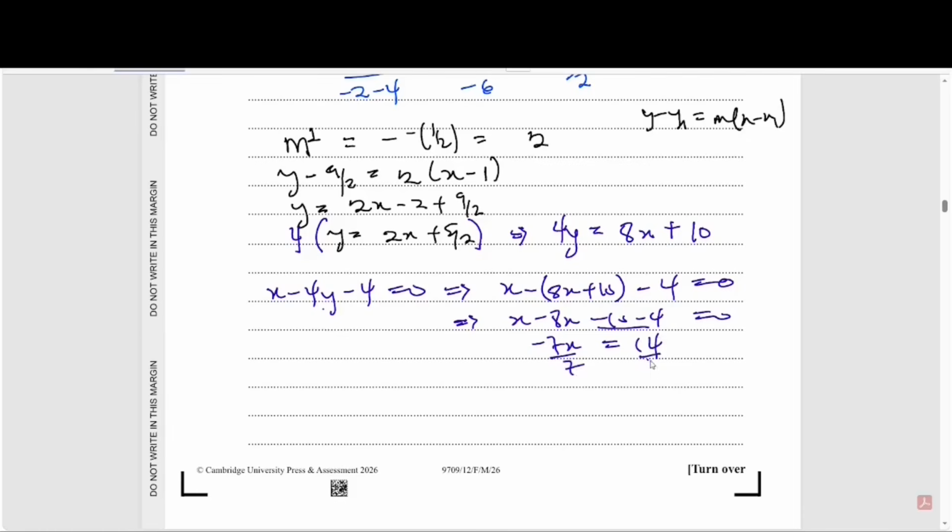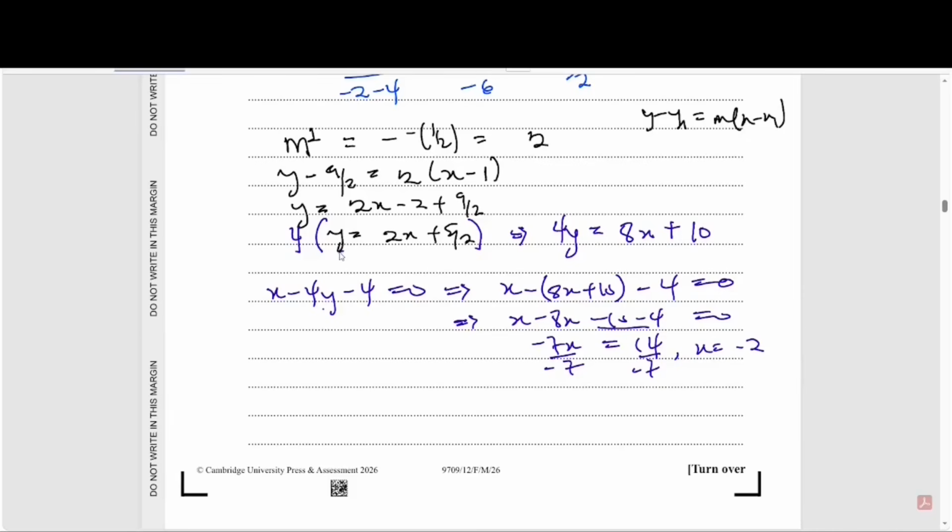Divide both sides by negative 7, and x is equal to negative 2. So x has been found.